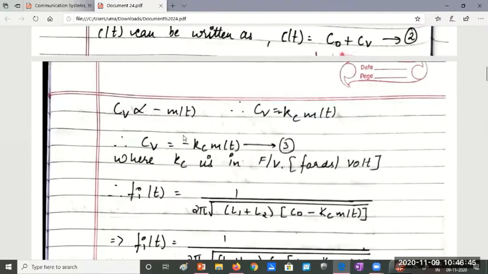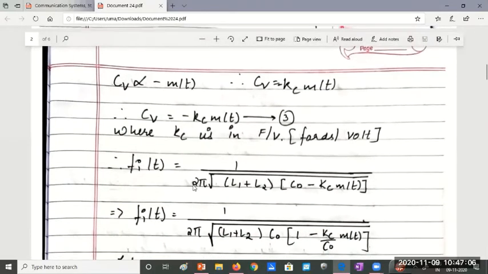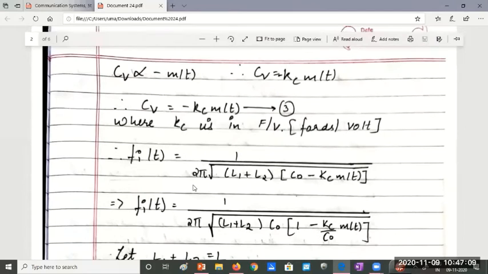Can you tell me what would be the unit for Kc? If you isolate Kc here, it would be capacitance by the message voltage. So farads per volt. Kc represents the sensitivity of the variable capacitor to the variation in message voltage. As I change the message voltage, by how much the capacitor value will change. So it is expressed in farads per volt.